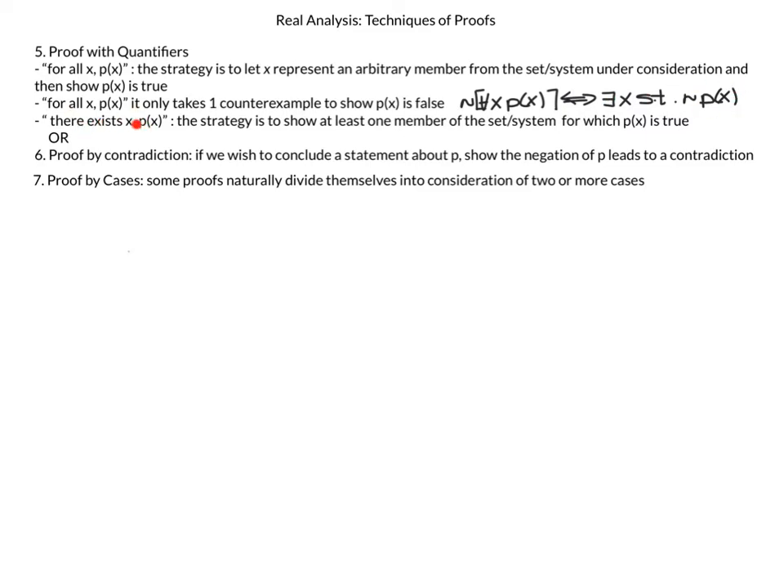Next, for there exists x, p of x, the strategy is to show at least one member of the set for which p of x is true.